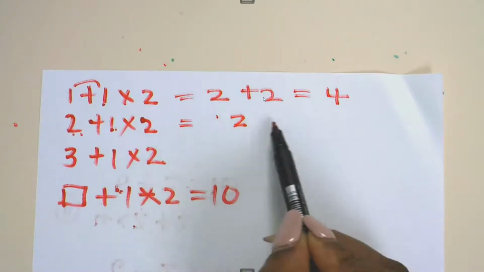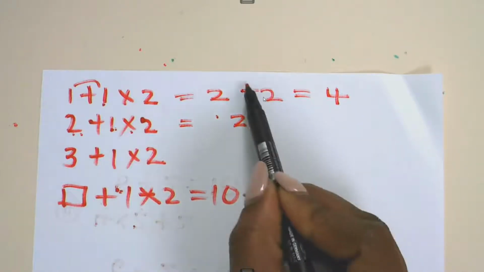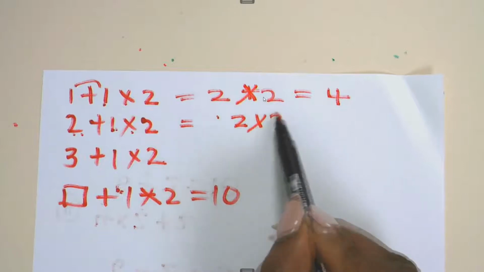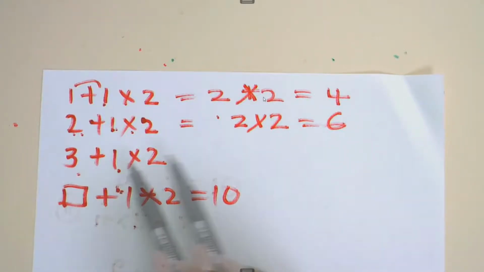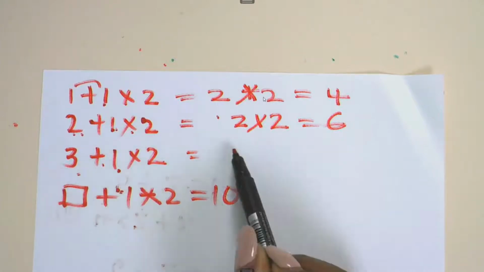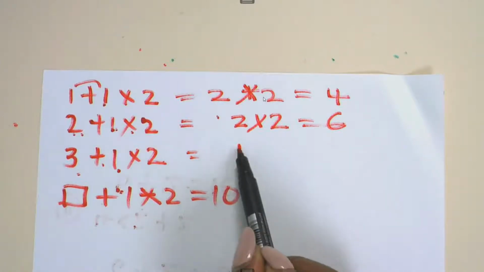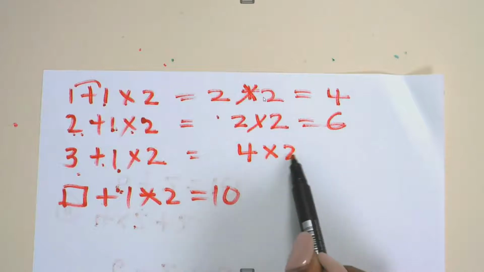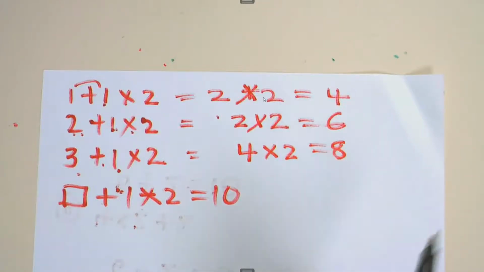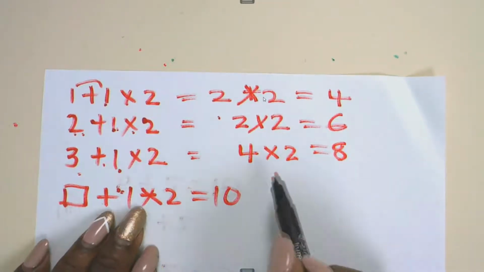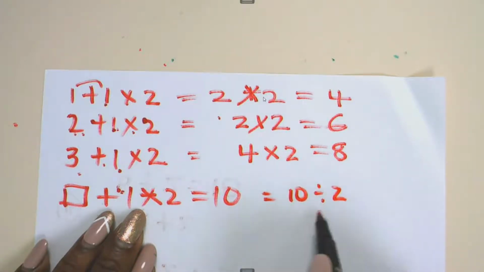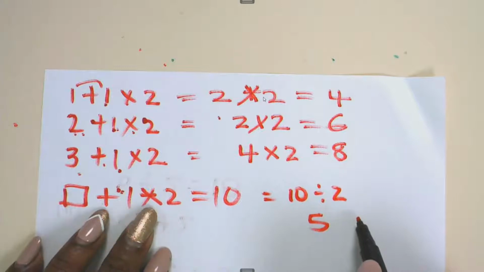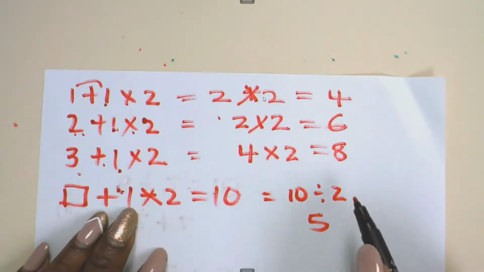3, multiplied by 2, equals 6. And the third one is 3 plus 1 is 4, multiplied by 2, which is 8. Then lastly, we have 10 divided by 2, which is 5, then minus 1, the answer will be 4.